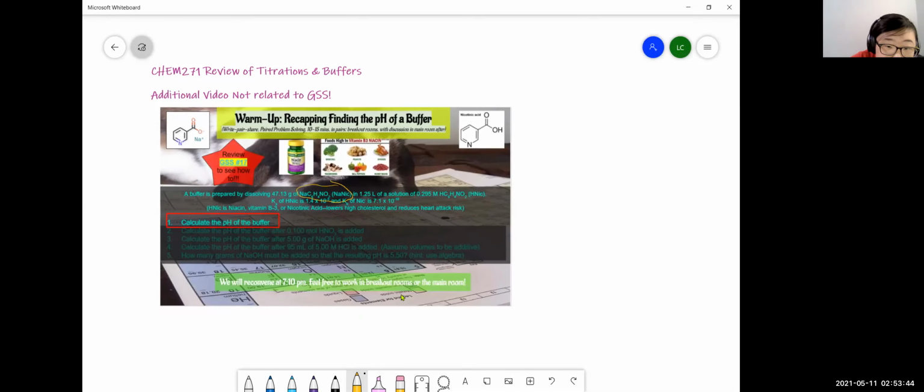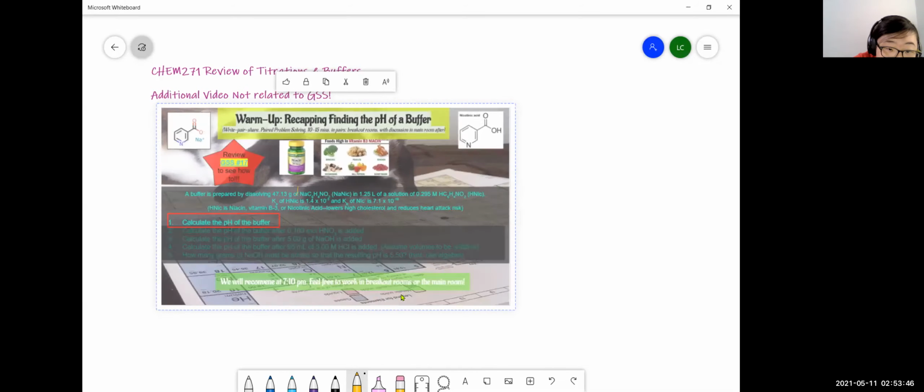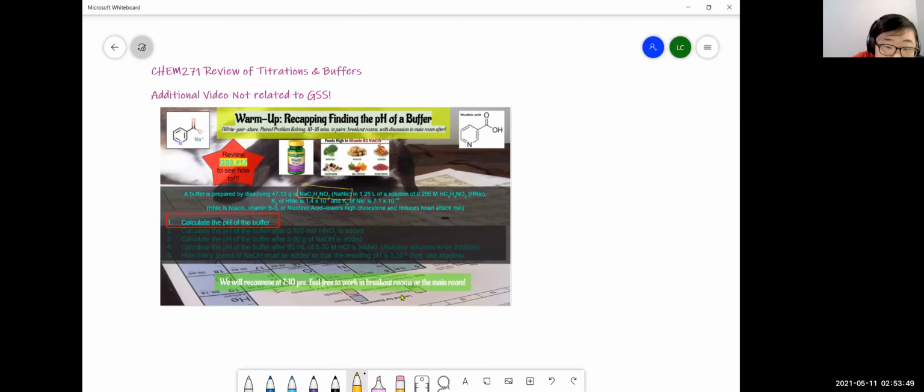So you can see right here, there's NaNiC, and this is a base, because you can see it's Na plus and NiC minus. And you can see right here there's HNiC, and this is the acid. This is actually just NiC minus, and that's the conjugate base, and this one is the acid. So you want to identify the acid and the base first.